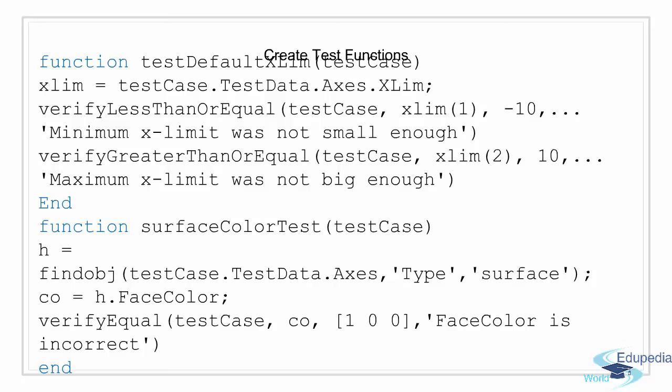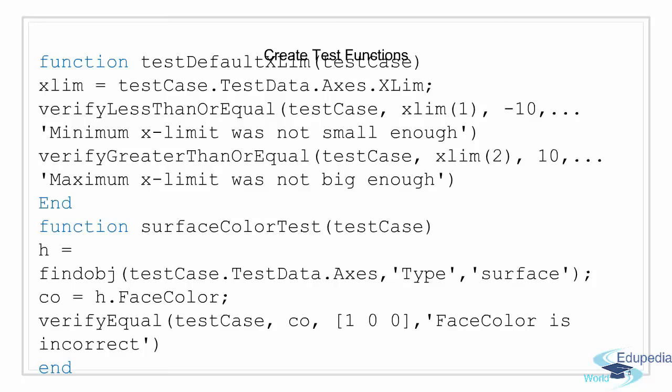The second function, that is the surface color test function, accesses the figure that you have created and saved in the setup once function. Surface color test queries the face color of the cylinder and verifies that it is red. The color red has an RGB value of 1 0 0. The qualification function verify equal takes as inputs the test case, the actual value, the expected value, and the optional diagnostic information to display in case of failure.